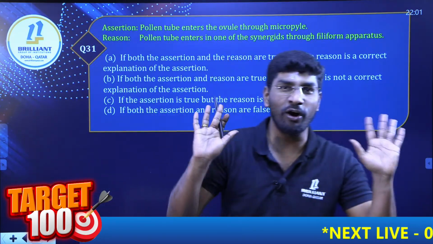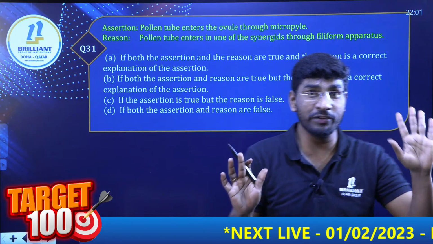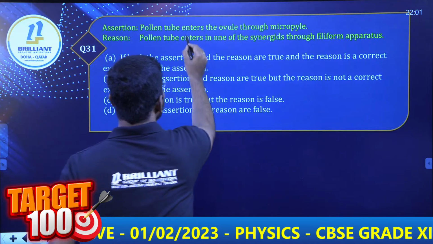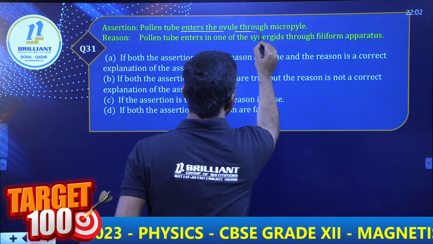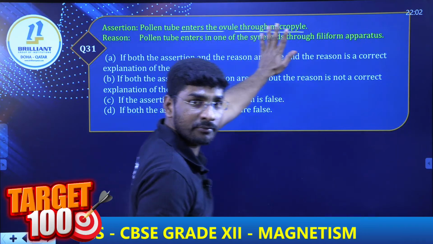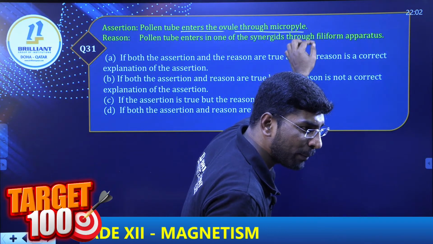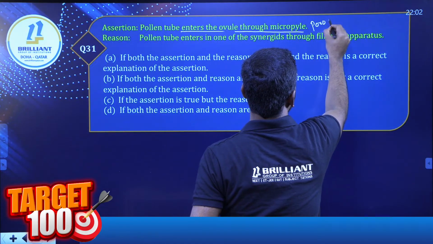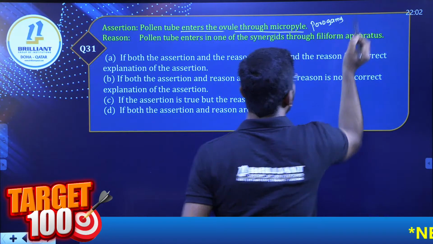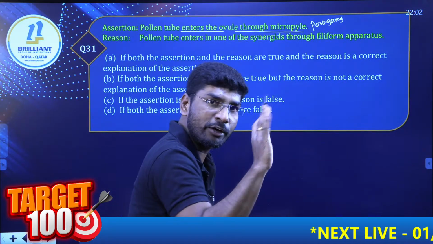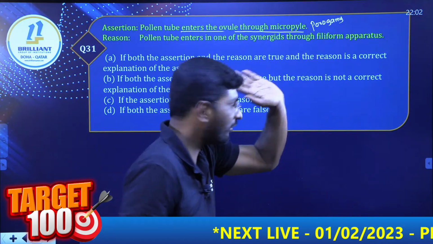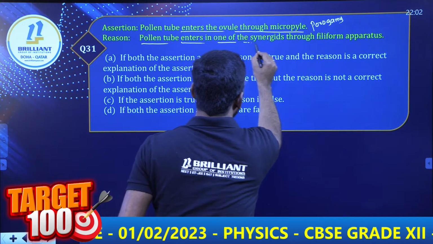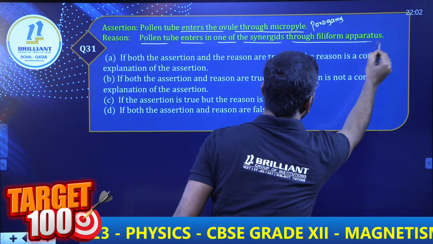I will give it to you all. Wait, don't leave the group until I finish. Don't leave this YouTube. Now look here. Pollen tube entered the ovule through micropyle. Statement correct or not? Through the micropyle the pollen tube enters, it is called porogamy. Statement correct. Done. Fine. Pollen tube entered in one of the synergids through the filiform apparatus.